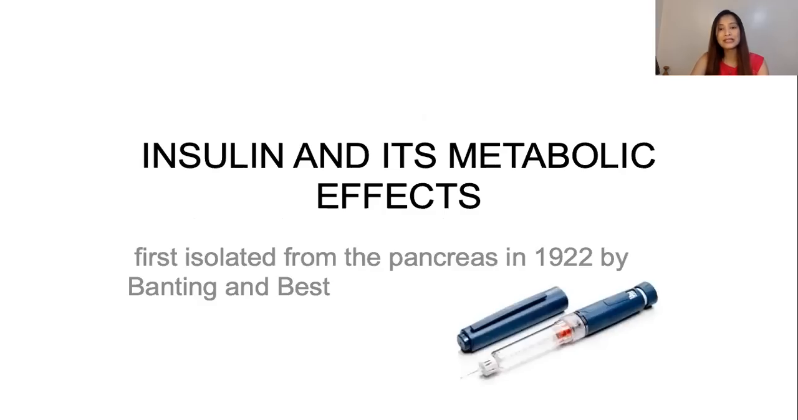So first, let's discuss insulin and its metabolic effects. It's important for you to master insulin because understanding insulin is important in understanding diabetes. When you go into the clinics, diabetes is one of the most common, if not the most common, metabolic disorders that you will encounter. Insulin was first isolated from the pancreas in 1922 by Banting and Best, and these two scientists won the Nobel Prize for its discovery and isolation.